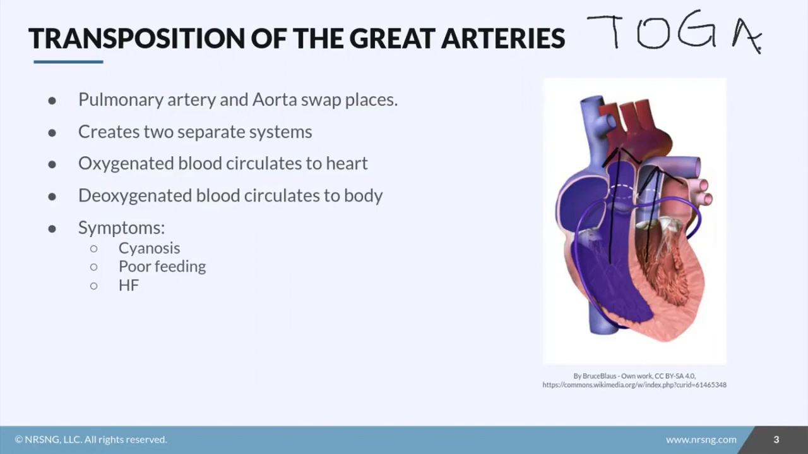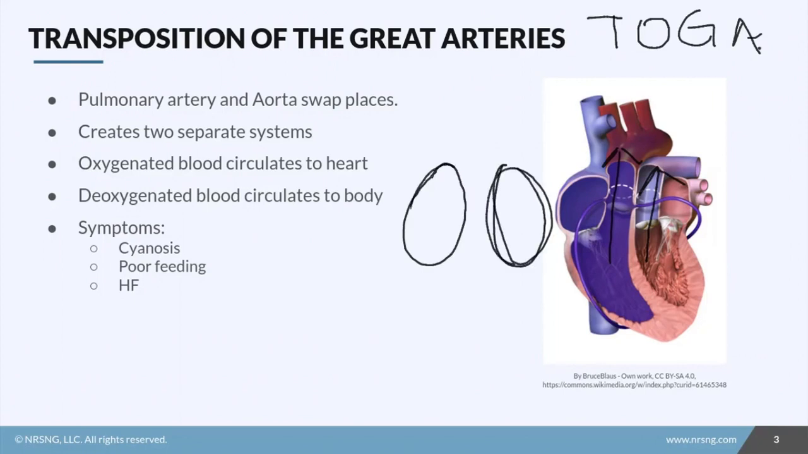The problem with this is that the aorta leaving the right ventricle is carrying deoxygenated blood throughout the body, and it's in its own circle. It's never mixing with oxygenated blood. Then the pulmonary artery leaving the left ventricle is just recirculating oxygenated blood back to the heart over and over again. And so what you have are these two separate systems.